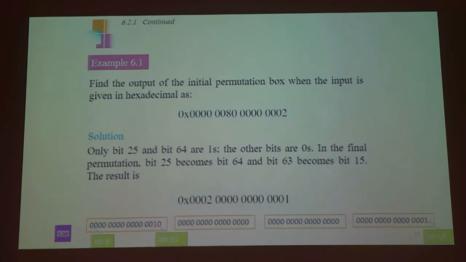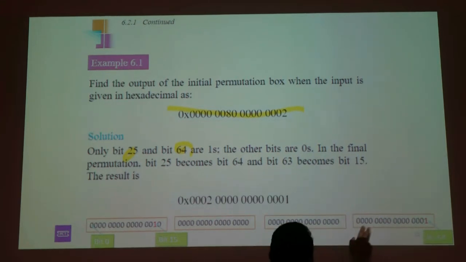I already showed to you. So basically in here, when you try, for example, to find the output of the initial permutation box when the input is given as, so what is this input? It's a hexadecimal. So what you have to do is convert it to what? To binary, alright? And you'll find only bits 25 and 64 that have ones. Alright? So look at the bottom one actually. Look in here. Start looking here. I did that myself too this morning. I tried to make it here.